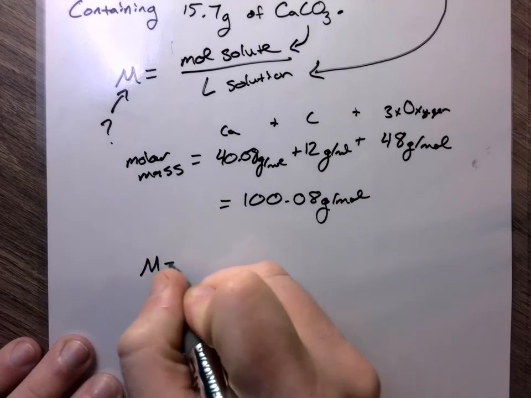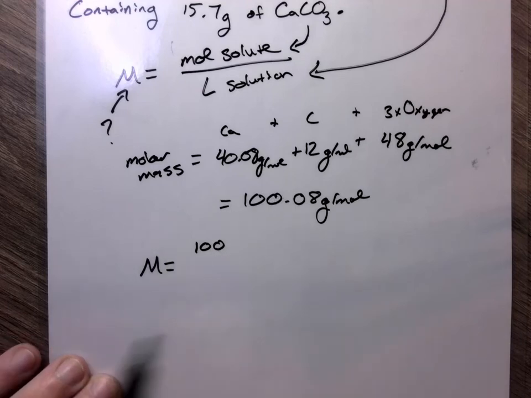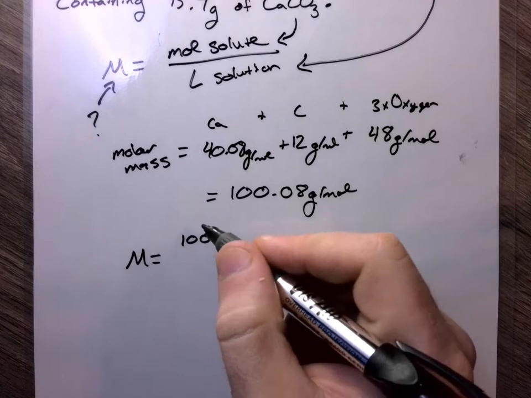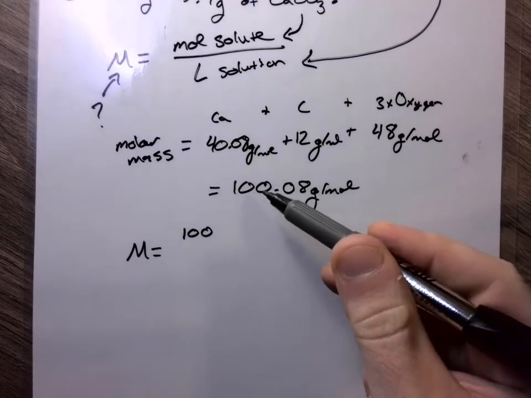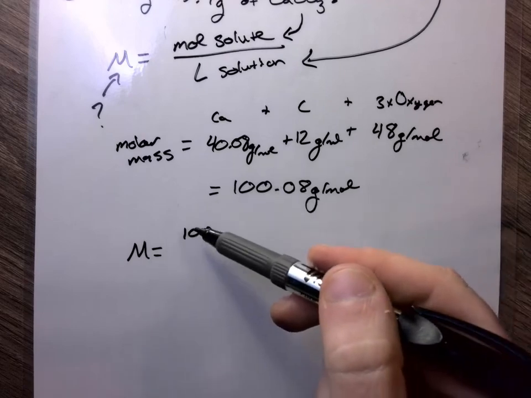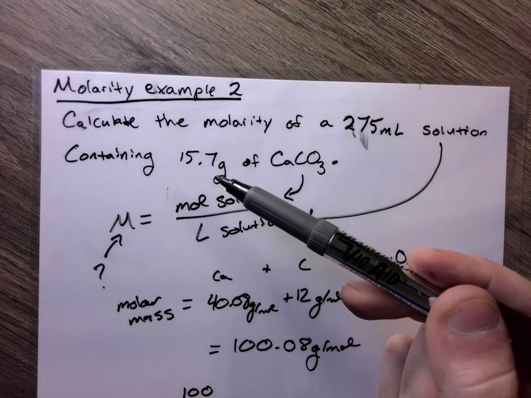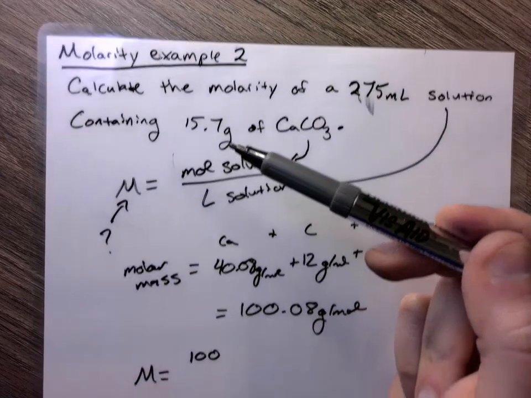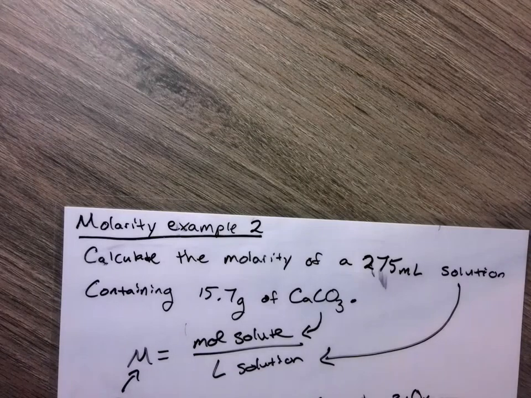Now that I have this information, I can use it in my equation. So molarity is equal to 100. Nope, that's not it. We need to get out of grams and into moles. Why in the world would we put the molar mass up here? We don't want the molar mass. We're given a given up here for a reason: 15.7 grams of calcium carbonate. So let's think back a second. Let's break it down a little bit.